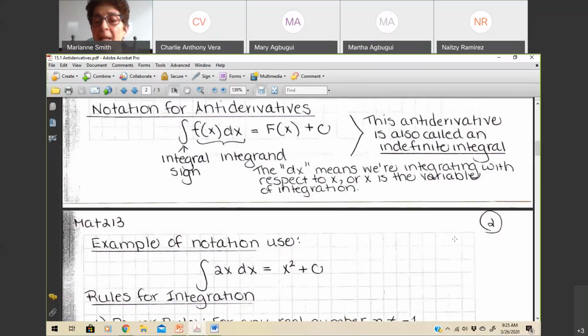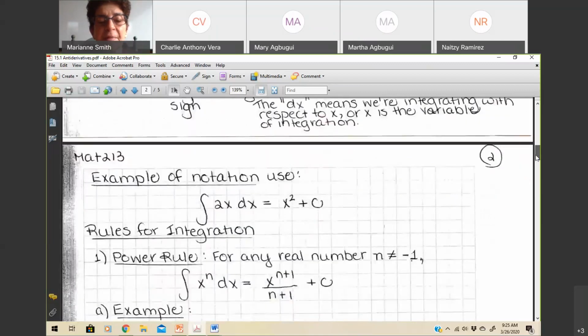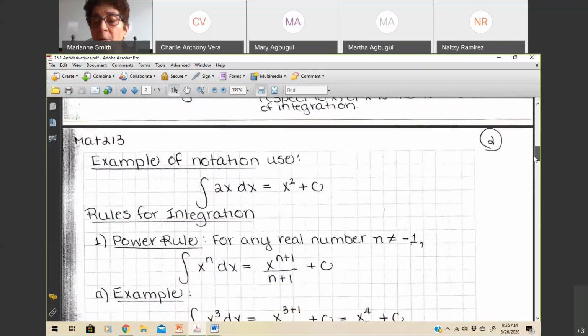I think it might be a good idea for you to try some of these before we get too involved in rules. The only rule I'm going to show you is this one, which is the power rule that we just did a couple of times.